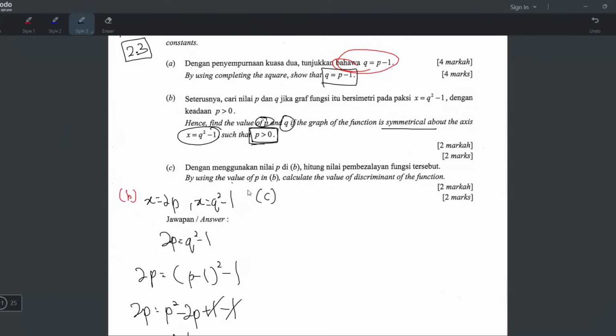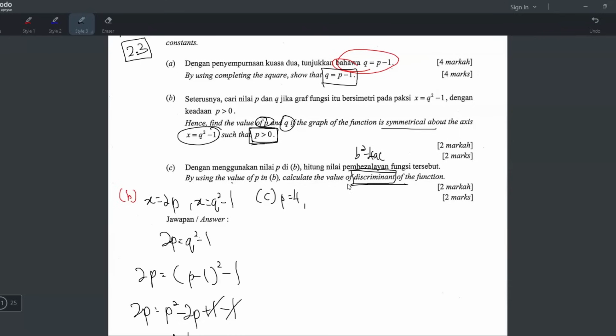Okay, now we can do C. By using the value of P in B, which is 4, calculate the value of the discriminant of the function. Hitung nilai pembeza layan. Okay, I remember telling my students in a recent class, like last week, I taught a class, and I remember teaching about this, asking them to memorize what's the discriminant. Okay, discriminant is B squared minus 4AC. It's called pembeza layan.